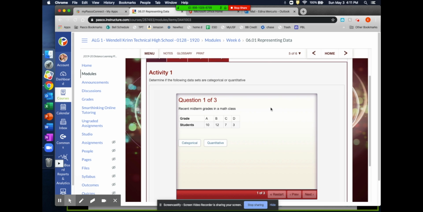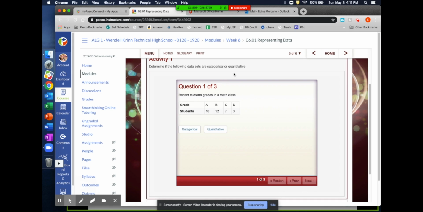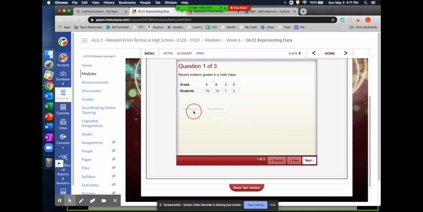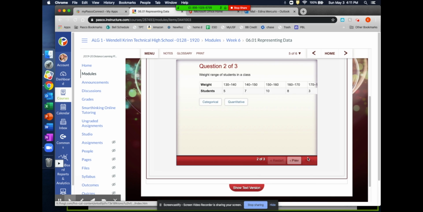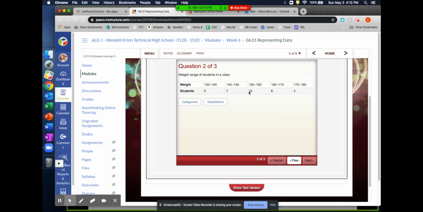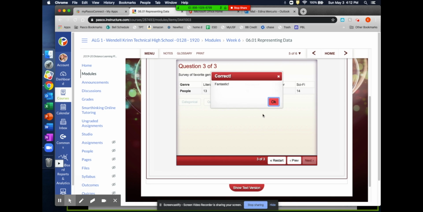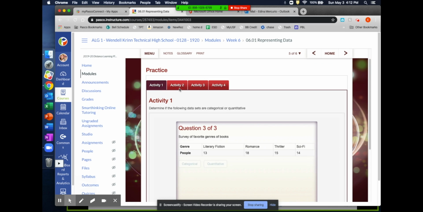All right, so page 5, we have some activities. It says recent midterm grades in a math class, categorical or quantitative. Categorical for sure. Even though we sometimes think of grades as being represented by numbers, the A, B, C, D are categories. Weight range of students, numbers, definitely quantitative. We have our buckets there that we see if we were to graph that. Question number 3, survey of favorite genres of books, definitely categorical because it's different categories for sure.